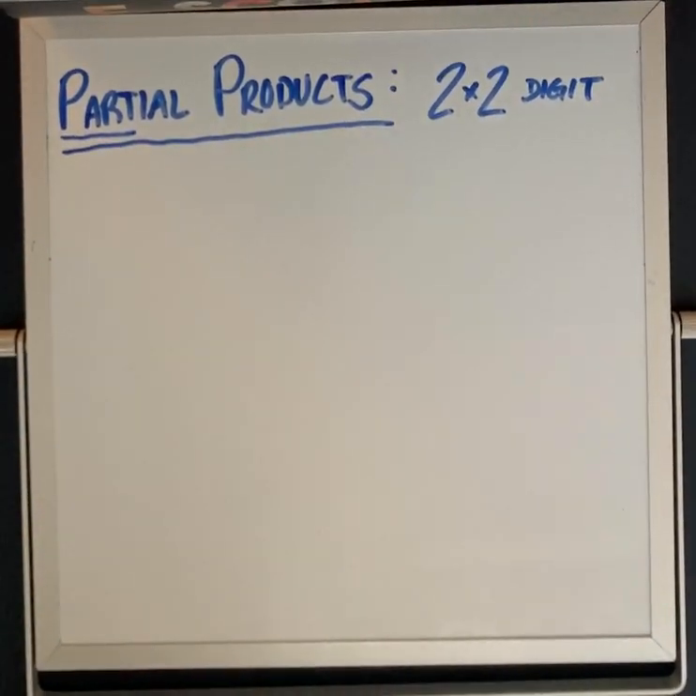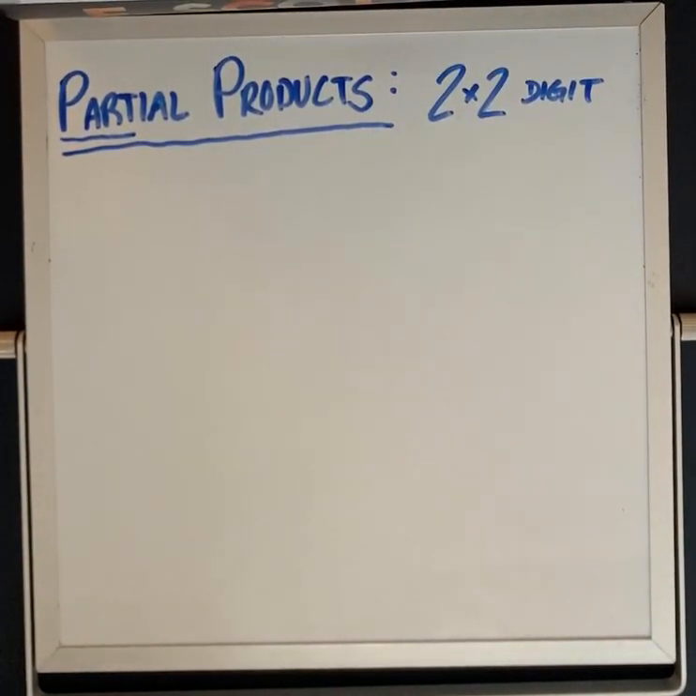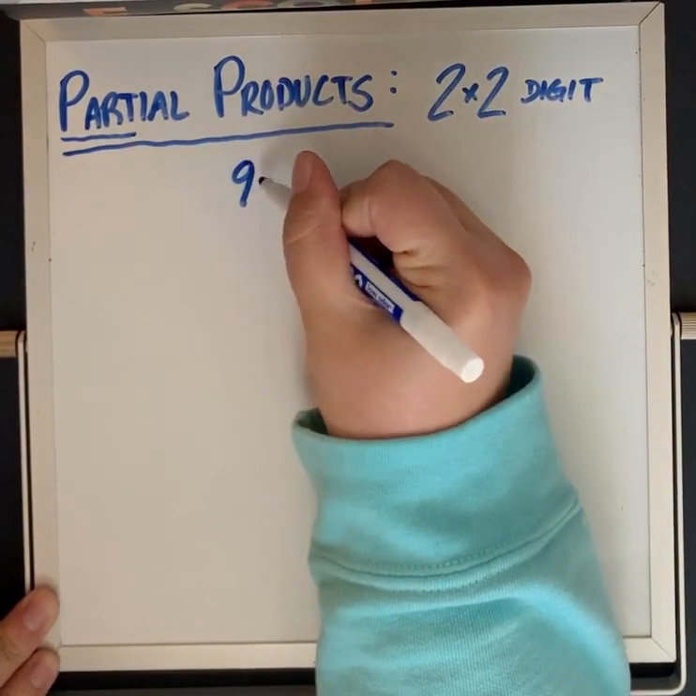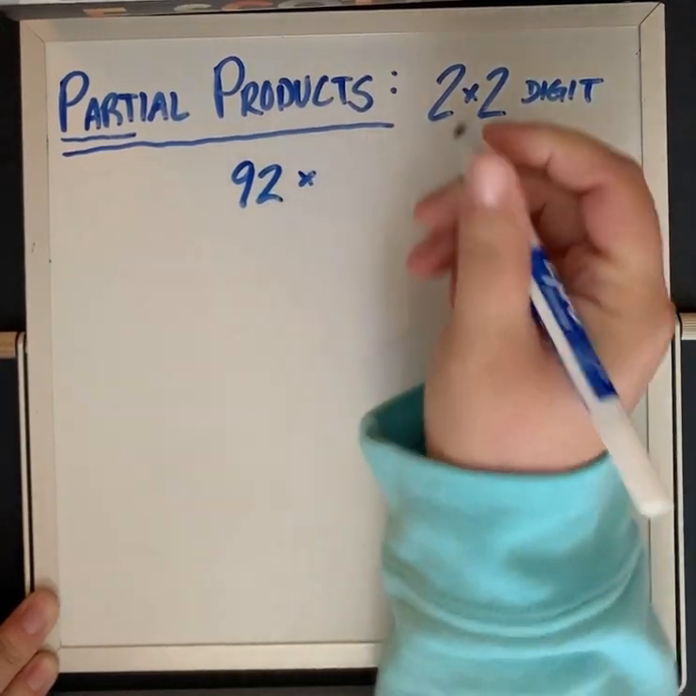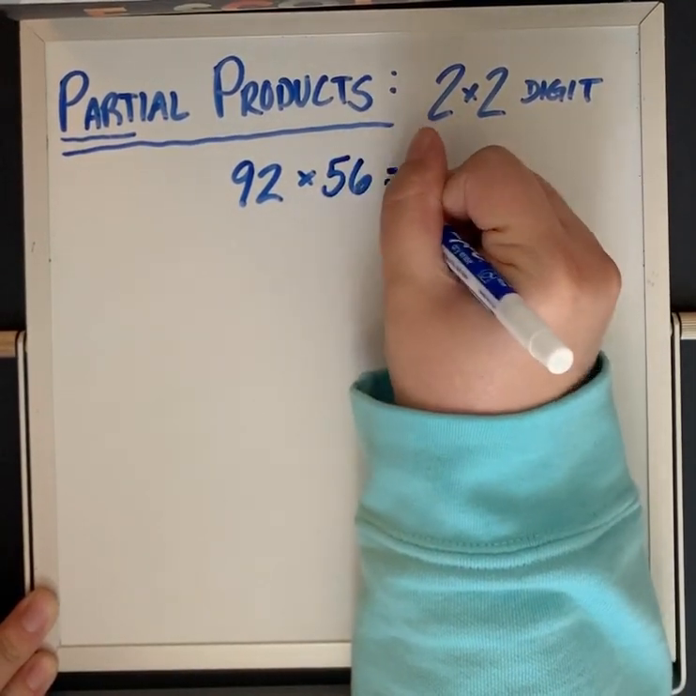Our next strategy we'll be practicing is our partial products multiplication strategy for 2-digit by 2-digit multiplication equations. Our practice problem today is going to be 92 times 56.